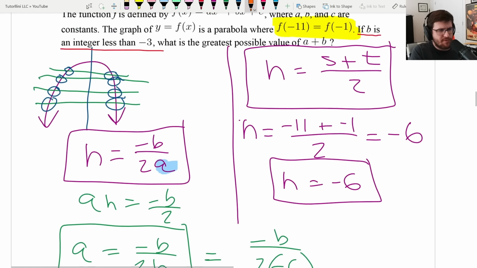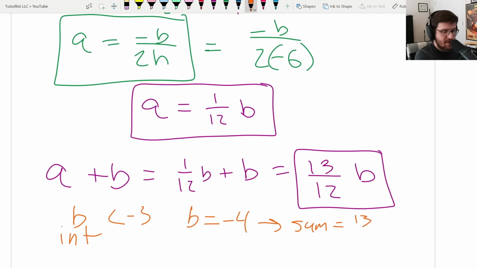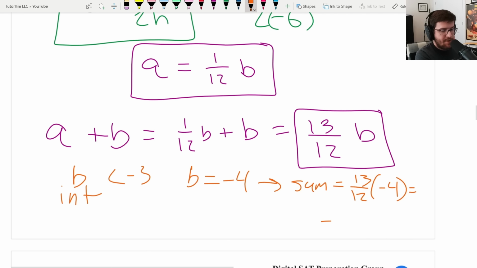So to find the greatest possible value of a plus b, I'm going to make b as big as possible. And it can't be negative 3. It's going to be an integer less than negative 3. So I'm going to make b equal to negative 4. And if we do that, the sum is equal to 13/12 times -4. And let's see what that is. That is -13/3, which is the answer to this question.